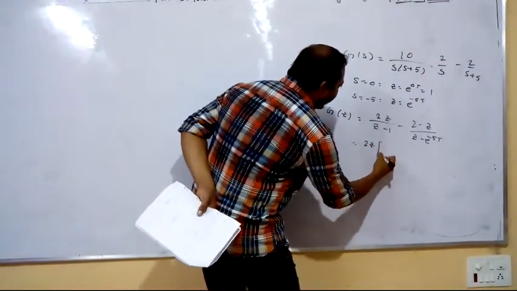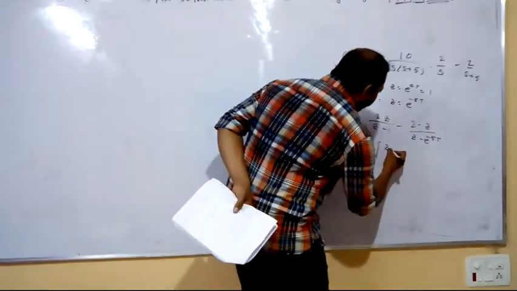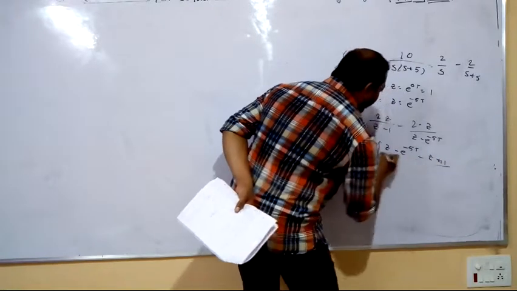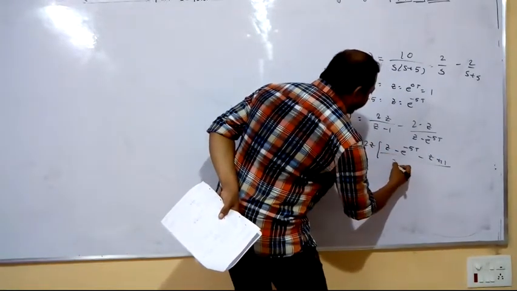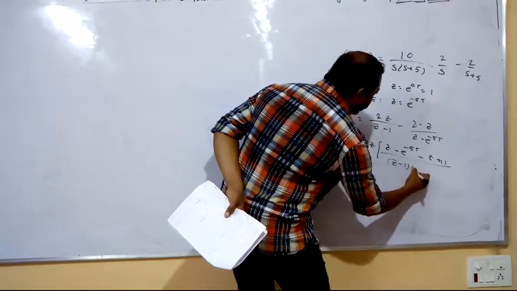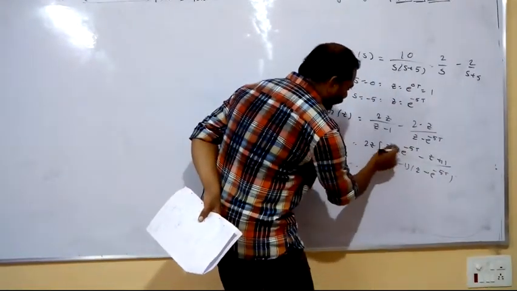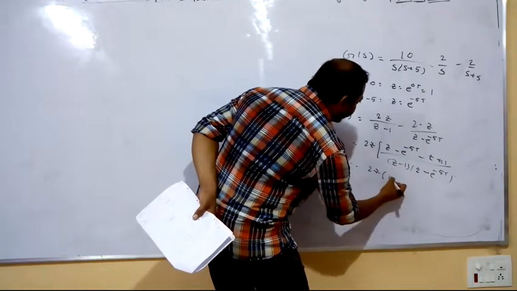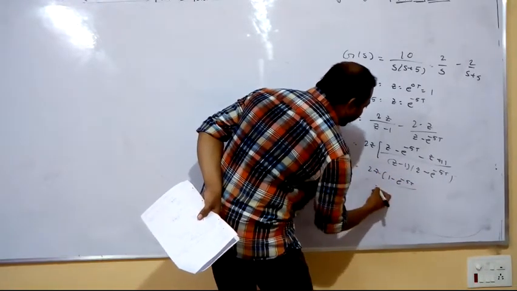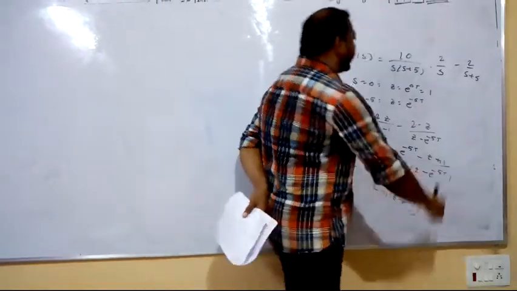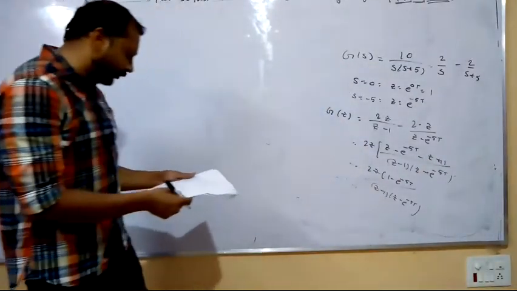By taking the 2z as the common, this is equal to z minus e to the power minus 5t minus z plus 1, divided by z minus 1 into z minus e to the power minus 5t. So this 2 will get cancelled. This is equal to 2z into 1 minus e to the power minus 5t divided by z minus 1 into z minus e to the power minus 5t. Directly you can write. One more question we do.